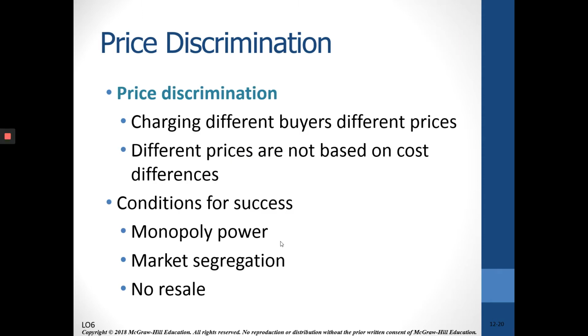So monopoly power allows a business to price discriminate. We've talked a little about this before. Price discrimination is charging different buyers different prices, but the important thing to remember is they are charging prices based on elasticities of demand, not based on cost differences. So you have to have some monopoly power to price discriminate and be able to segregate the market and not be able to resell, like an adult cannot get into a movie with a child's ticket, for example.